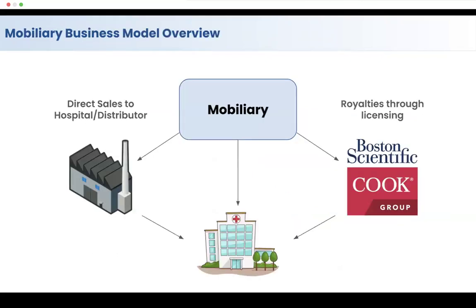Mobiliary's business model capitalizes on direct sales to hospitals and distributors. Our revenue stream is supplemented by potential royalties through licensing agreements with medical device companies.